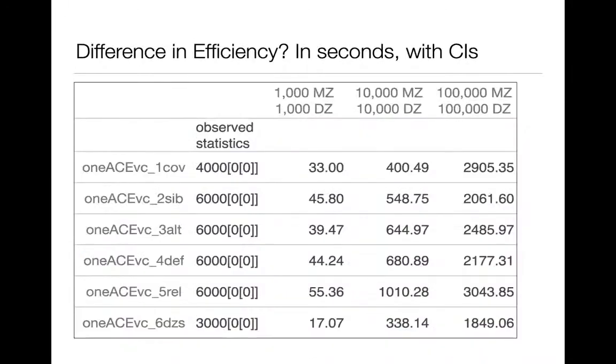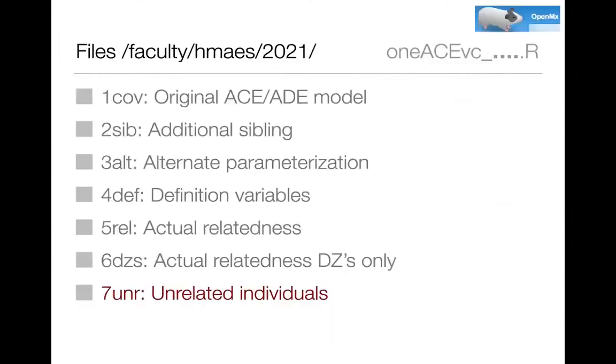A quick note on efficiency. These models don't take particularly long to run. Of course, the time goes up with the amount of data available, but also goes up a little when you use the actual relatedness versus the expected relatedness. So there might still be a use for the expected relatedness as a quicker way to get a rough estimate.